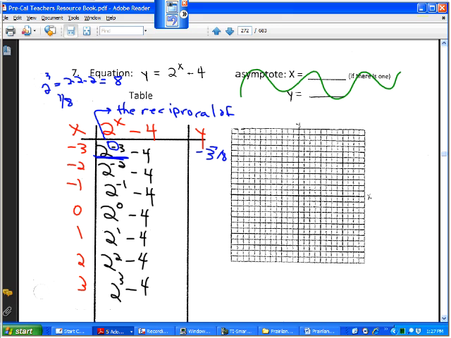Okay? Understand that? So what's 2 to the -2? It is the reciprocal of 2 squared. 1/4. What's a fourth off of -4? -3 and 3/4. Right?